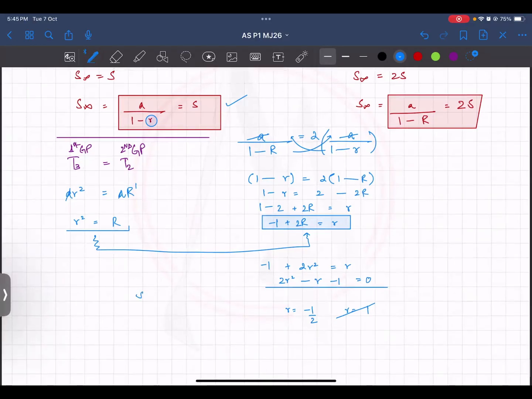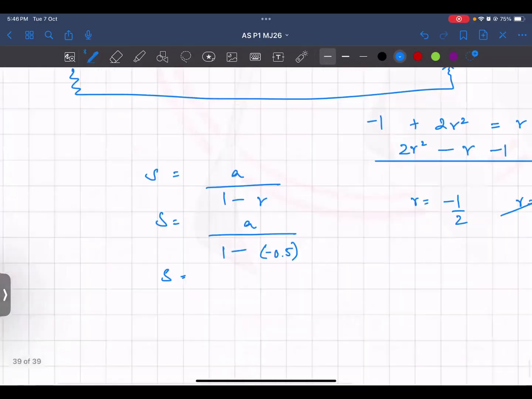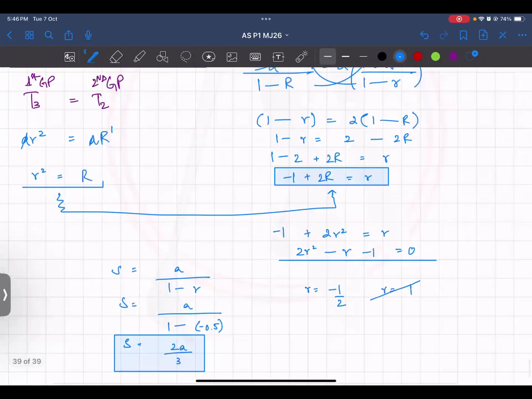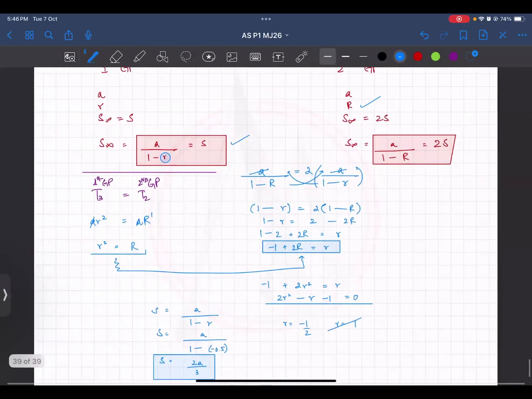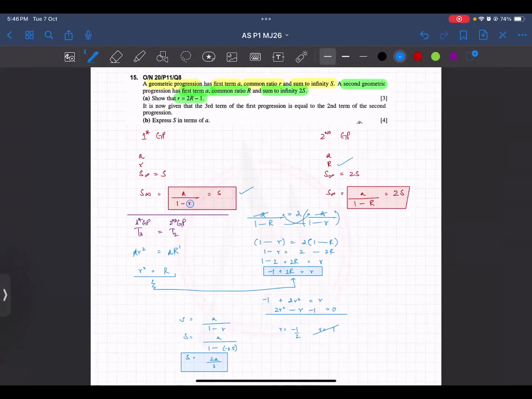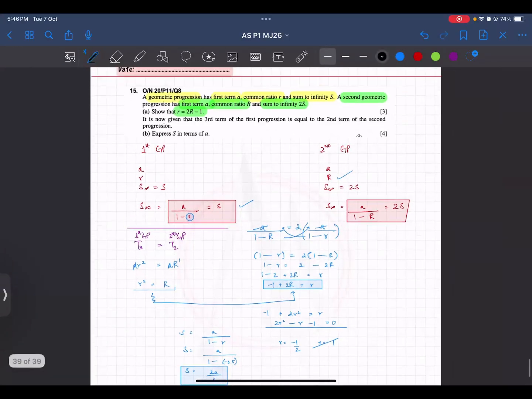So S, we know S is equal to a upon 1 minus small r. So S is equal to a upon 1 minus negative half, which will be a upon 1.5, which will be 2a upon 3. This is your answer for the second part. So, any questions, anyone? This was a good question.